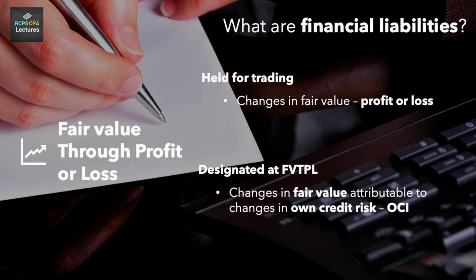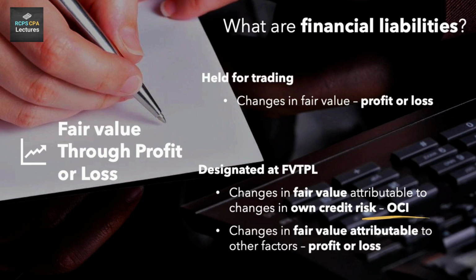Now, when there is a change in fair value of a financial liability designated at FVTPL that is attributable to changes in the entity's own credit risk, the entity must first separate the fair value changes that are attributable to the changes in its own credit risk from the fair value changes that are attributable to other factors. The portion of the fair value changes that are attributable to changes in the entity's own credit risk is recognized in OCI, while the remaining portion, such as those attributable to interest rate risk and other price risk, are recognized in profit or loss.